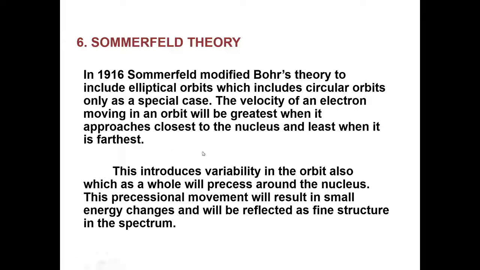This introduces a variability in the orbit also, which as a whole will precess around the nucleus, keeps on going like this, and this precessional movement will result in small energy changes, and this will be reflected as a fine structure in the spectrum. This was not shown in the earlier orbit, Bohr's theory.